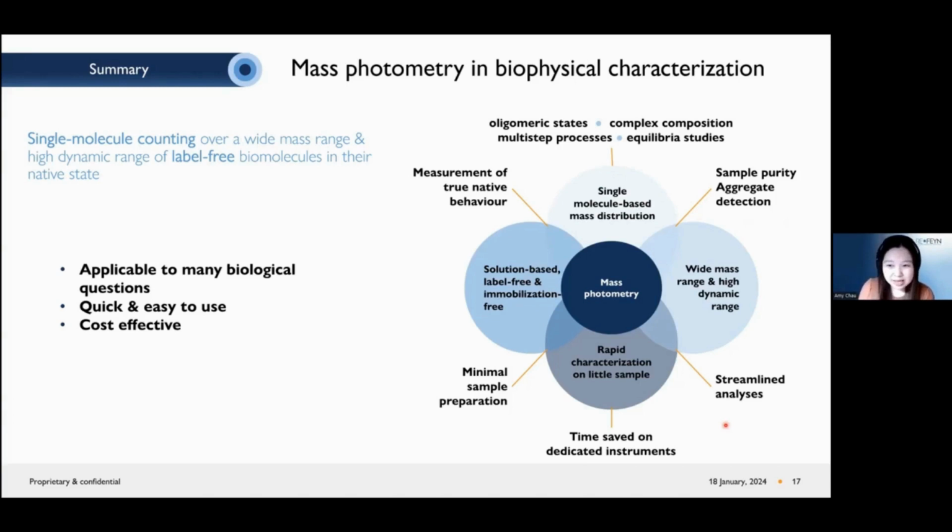It is quick and easy to use with very minimal sample preparation, and it is cost-effective. Whether it is with the manual system or with the use of automation, mass photometry results can quickly give you insights into your sample, which allows you to strategize these candidates and save time on dedicated instruments.